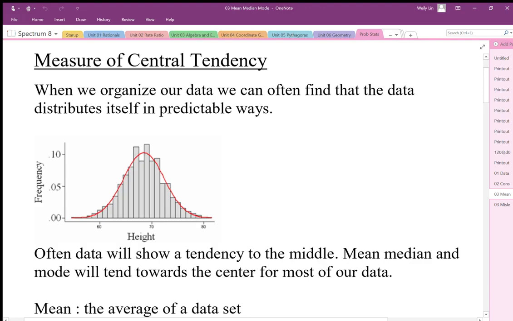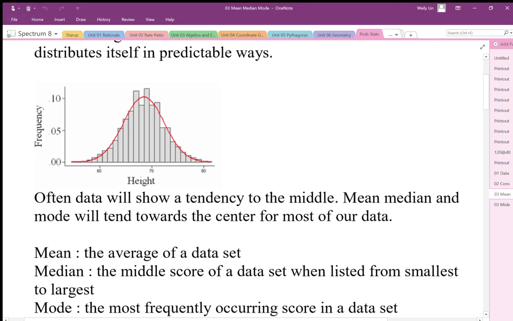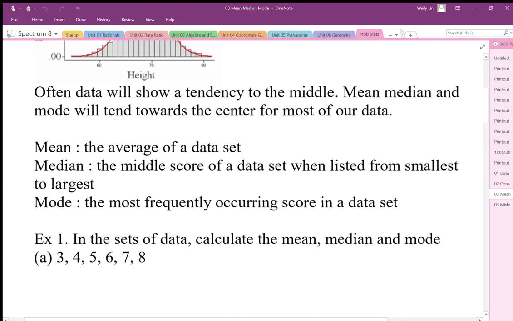And so what happens is that the data tends to go towards the middle. Okay, so most of the data tends to be in the middle. So this is what we call the measure of central tendency. So mean, median, and mode are what goes to the center. Now this mean, median, and mode, we need to make sure we understand what it is.